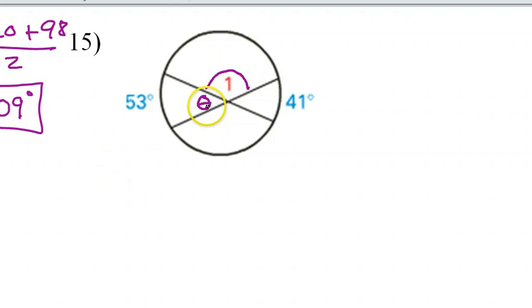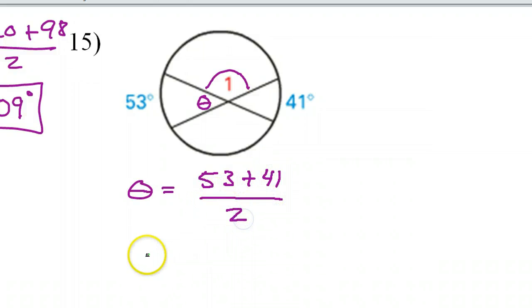Now this angle is not the angle that I'm looking for, but if I had this angle I could find the other angle. So let me go ahead and find this angle, but please understand that when I find angle theta, that will not be my final answer. Just like before, when it's inside the circle like this, the angle is equal to arc plus arc divided by 2. So that's 53 plus 41 divided by 2.